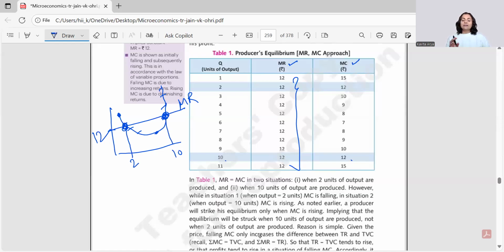So if you are making the diagram this way, and this is MR and MC, you will write marginal revenue and cost on the y-axis, and units of output on the x-axis, and then you label it, and it's fully done from the checking perspective, right?